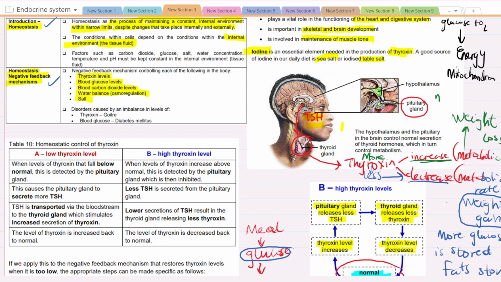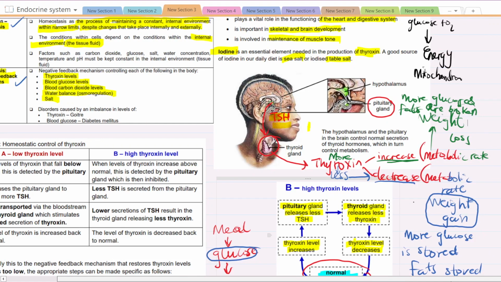Why? Because more glucose and fats are broken down and less is stored. So more glucose and fats are broken down and less of them are stored. I think we should remember that, so as to be able to answer that question that asks you to comment on the weight loss or the weight gain of that individual.